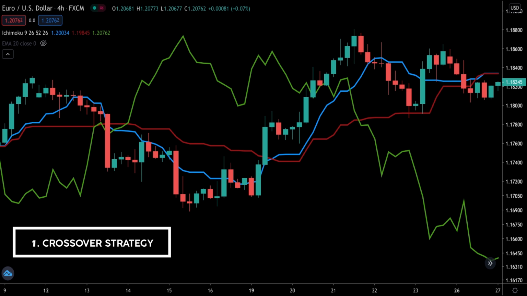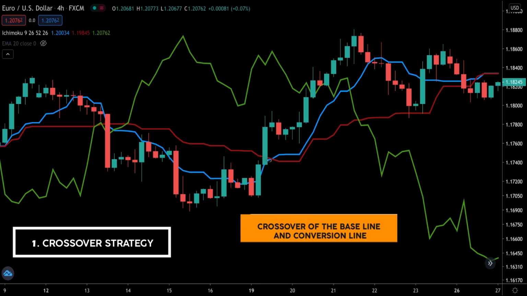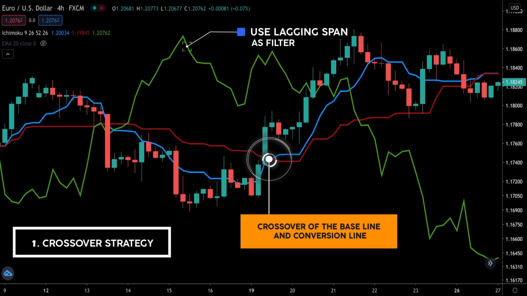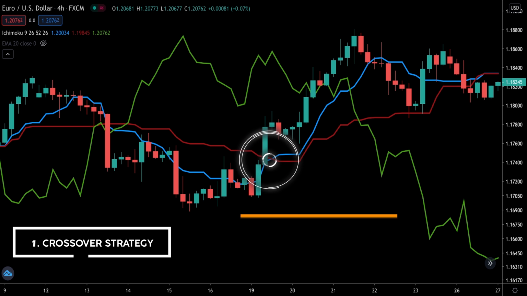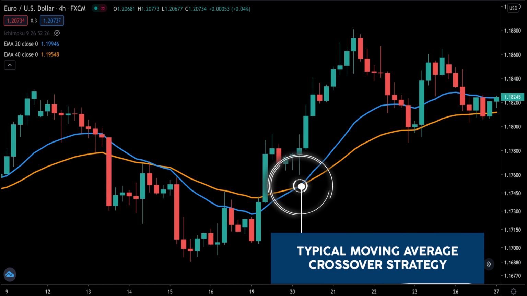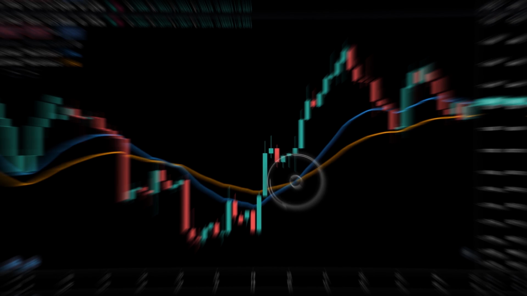The first strategy is a crossover strategy, which focuses on the baseline and conversion line crossing over. We will also be using the lagging span to help us filter out the trades. You can think of it like your typical moving average crossover strategy where a trading signal is generated when one moving average crosses over another moving average.